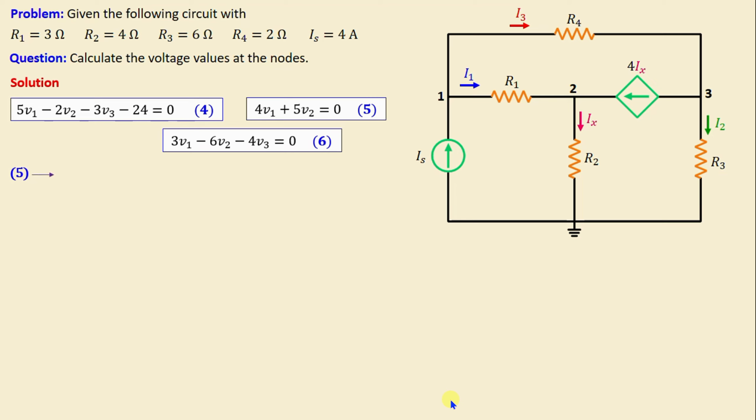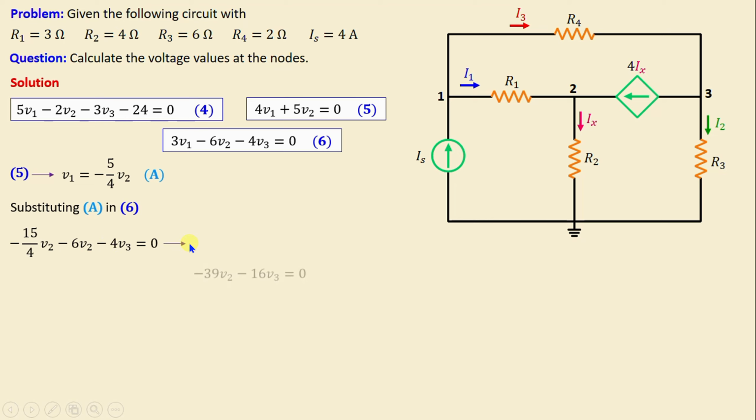Let's start first with equation 5. From equation 5, we can write V1 is equal to negative 5 over 4 V2. And by substituting now A in equation 6, we can write negative 15 over 4 V2 minus 6 V2 minus 4 V3. If we continue simplifying this equation, we obtain V3 is equal to negative 39 over 16 V2. I write here V3 in terms of V2.